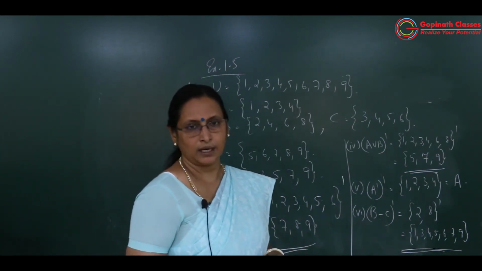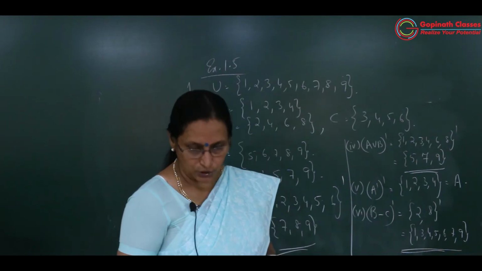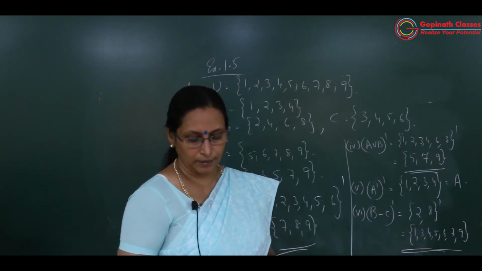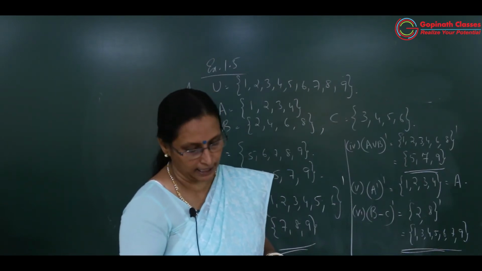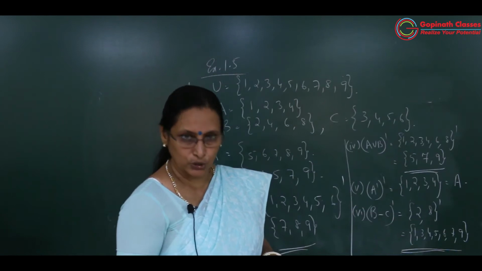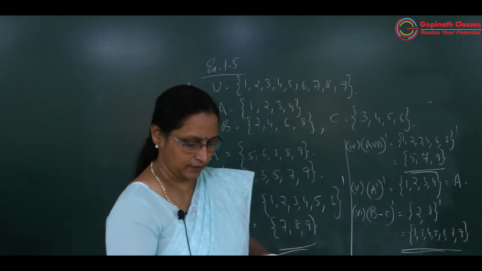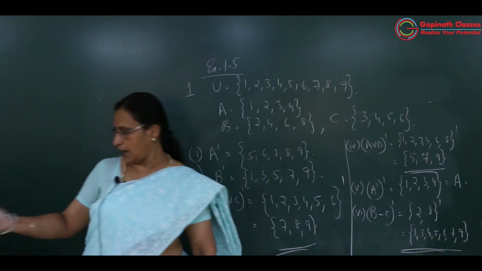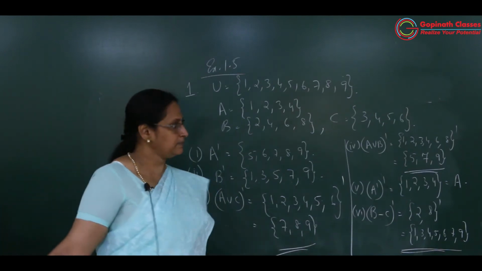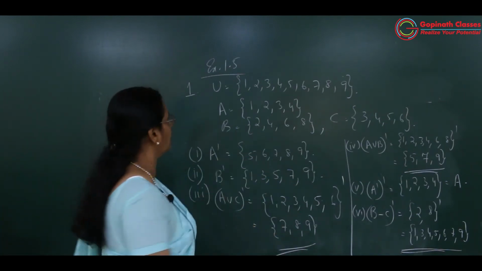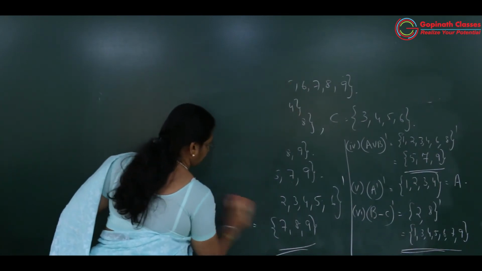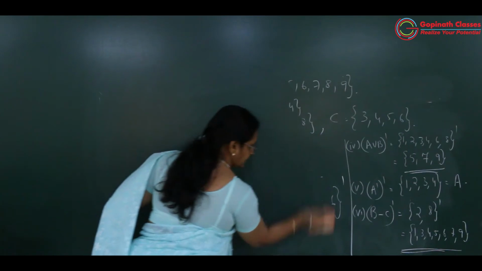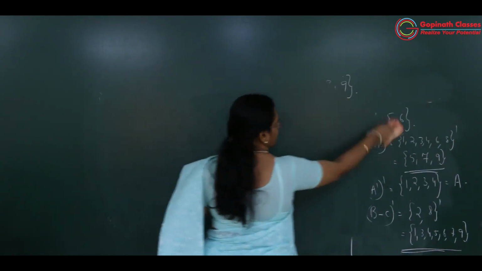Complement laws. A union A complement is U. A intersection A complement is null set. Then De Morgan's law is there that I will be explaining to you. A complement complement is A. Null set complement is U and U complement is null set. Then we will come to De Morgan's law. After that we will be going to Venn diagrams. Purposely I have taken it last. Actually it's coming in between the diagrammatic representation. So we will do one of the properties of complements.